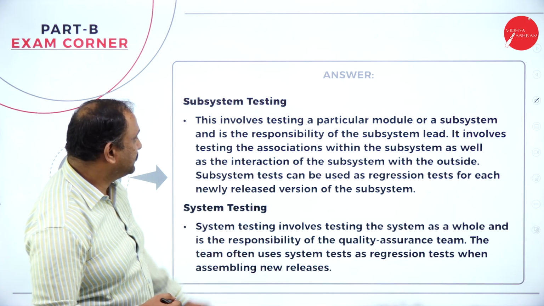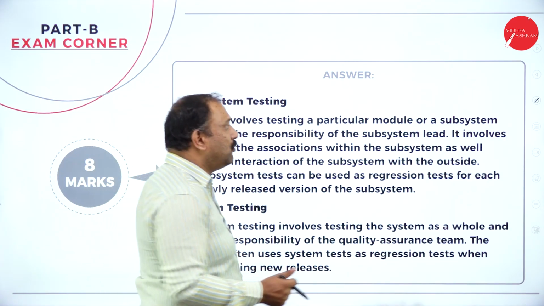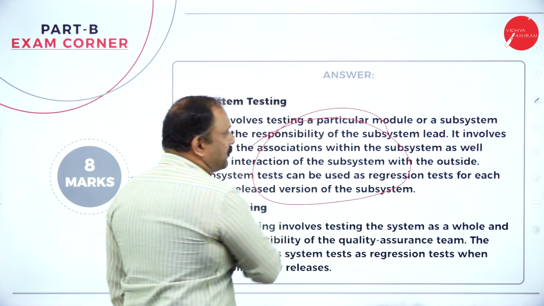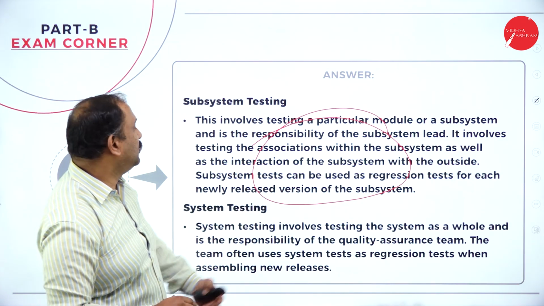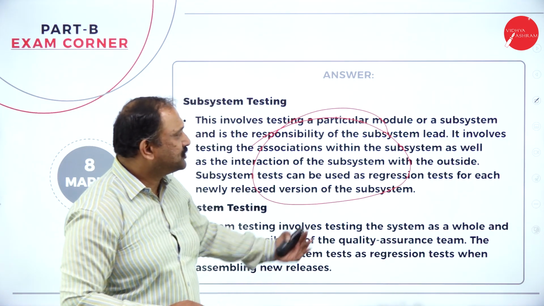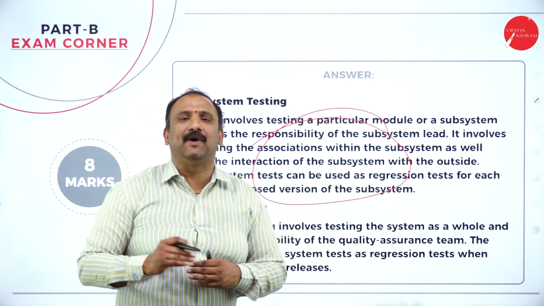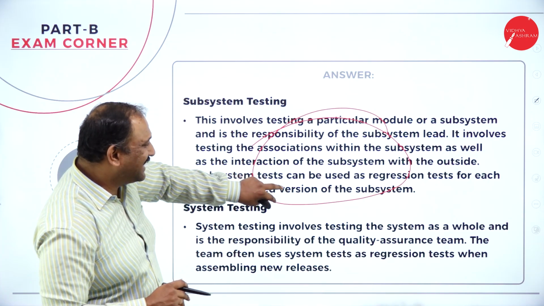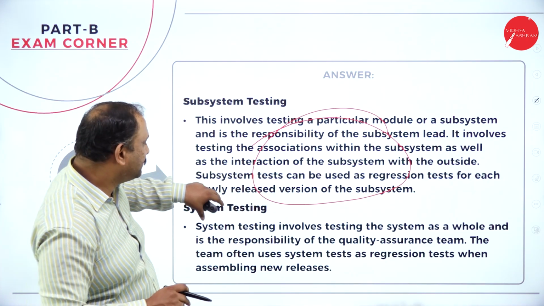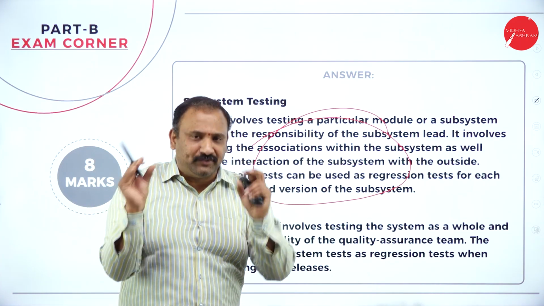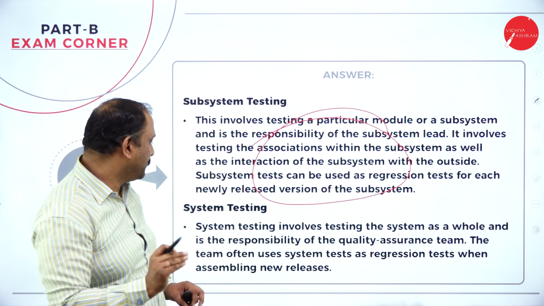Followed by the subsystem testing, which involves a particular module or a subsystem, which is the responsibility of the subsystem lead altogether. It involves testing the association of various subsystems as well as the interaction of the subsystem within and outside. It includes a regression test for each newly released version of the subsystem. So this also comes into the picture.